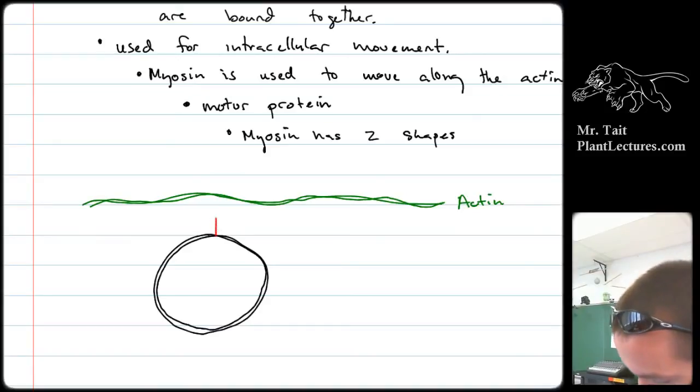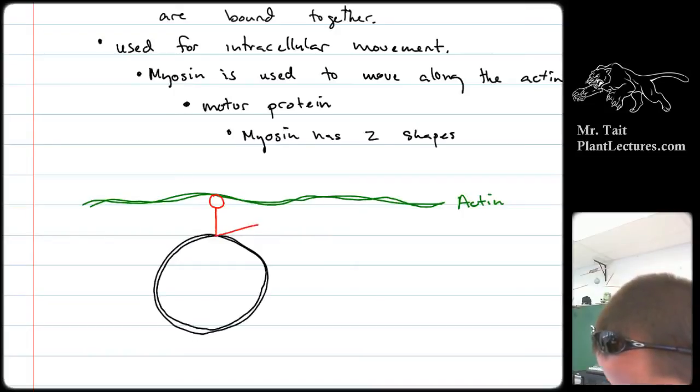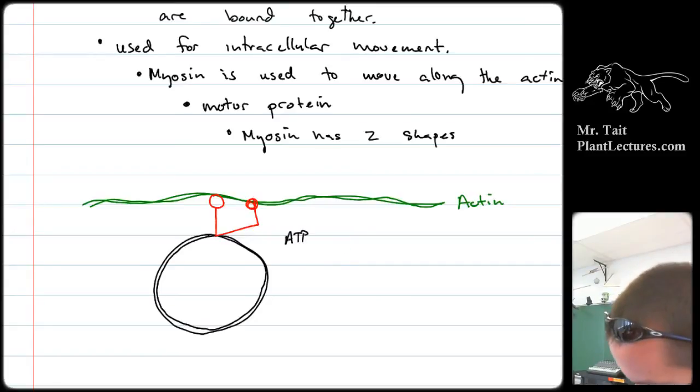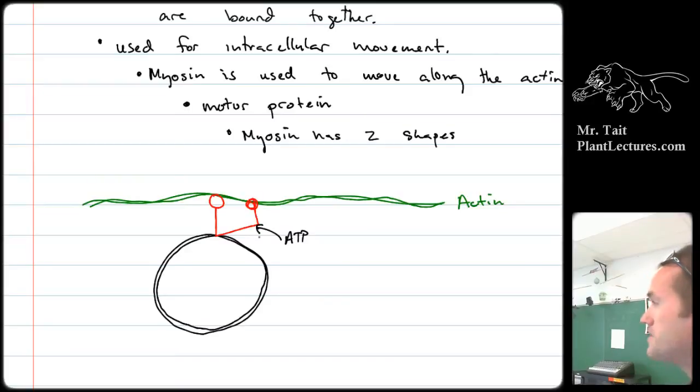Let's say it's got this straight shape here, and then it's got the elongated bent shape like this, okay? And let's say that the elongated bent shape is what happens when you add ATP. So we're going to take an ATP, we're going to add it to this. Okay? So what happens then is this elongated shape is going to attach to the actin, and it's going to allow for this one to detach.